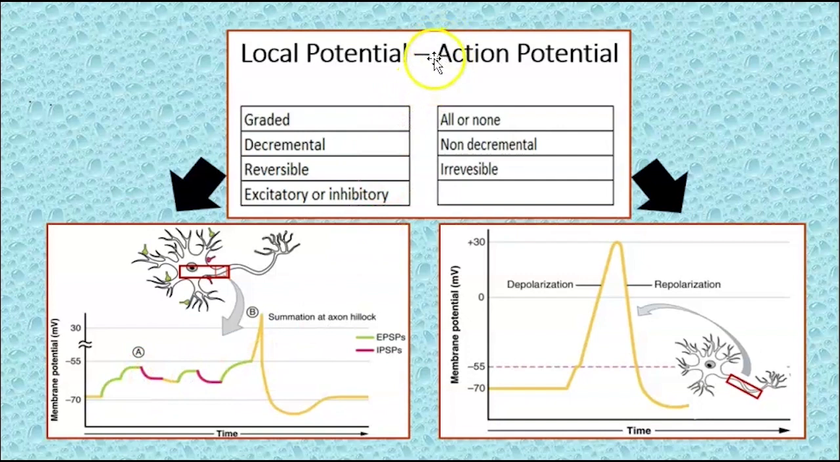Here are the characteristics of the action potential. This is the all-or-none law, meaning once it starts, it starts. You cannot stop it. It is non-decremental, the stimulus doesn't decrease. It is irreversible. The action potential will continue until it reaches the end of the neuron.